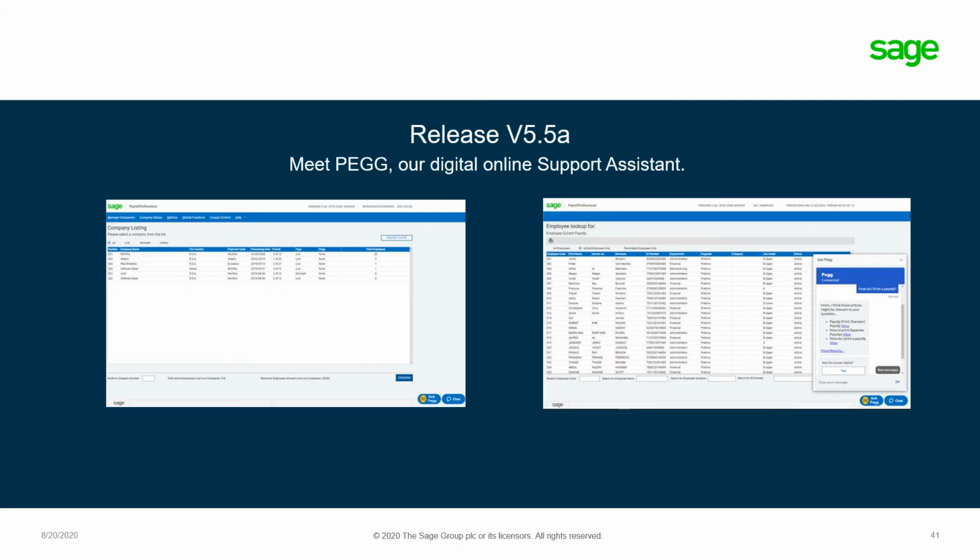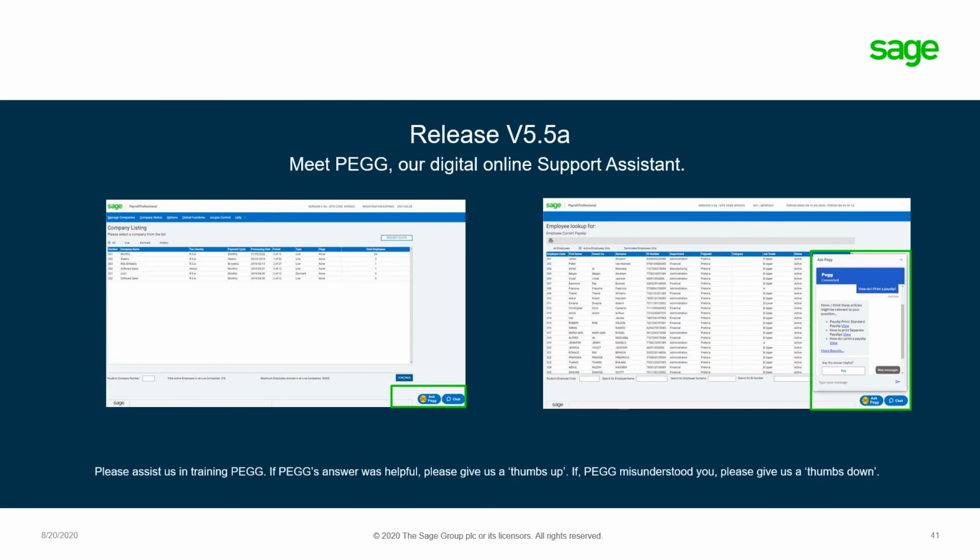Release version 5.5A, which will be available early September, will introduce PEG, our digital online support assistant for the Sage Business Cloud Payroll Professional customers. On your company listing screen at the bottom right corner, there will be a PEG icon. When you open up the PEG icon, you'll be able to type in your questions. Please assist us with training PEG. If PEG's answer was helpful, please give us a thumbs up. If PEG misunderstood you, please give us a thumbs down.